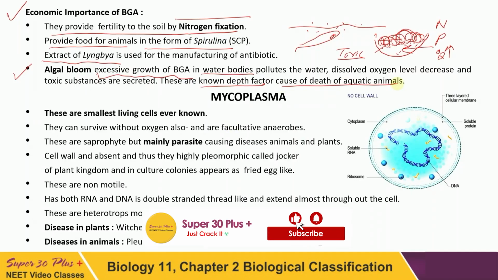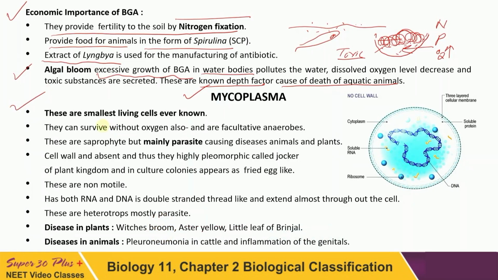Come to the last part of this lesson, mycoplasma. In the diagram you are seeing here, some interesting points are that this is the smallest living cell ever known. It is aerobic, preferring to live in air and oxygen, but without oxygen also it can survive. An important point that appears in examinations many times is that it is facultative aerobe. These are saprophytes, but mainly parasites. This question came: mycoplasma are mainly parasites, and as parasites they cause disease in animals and plants.